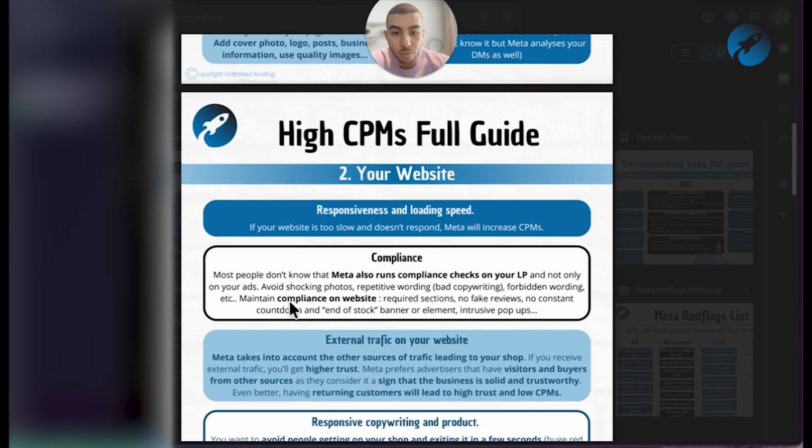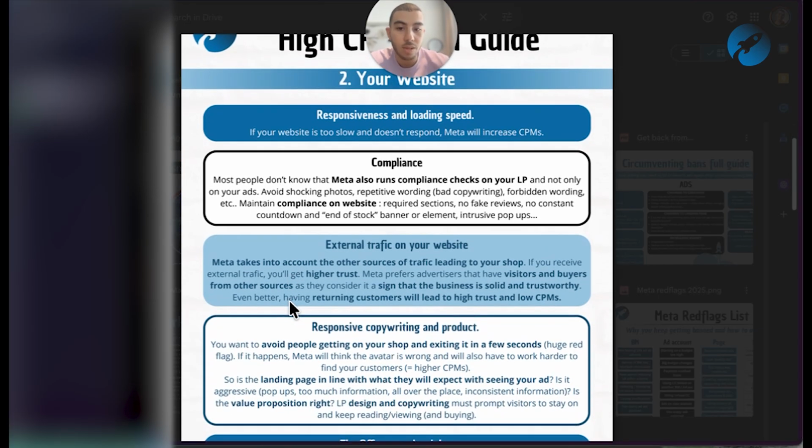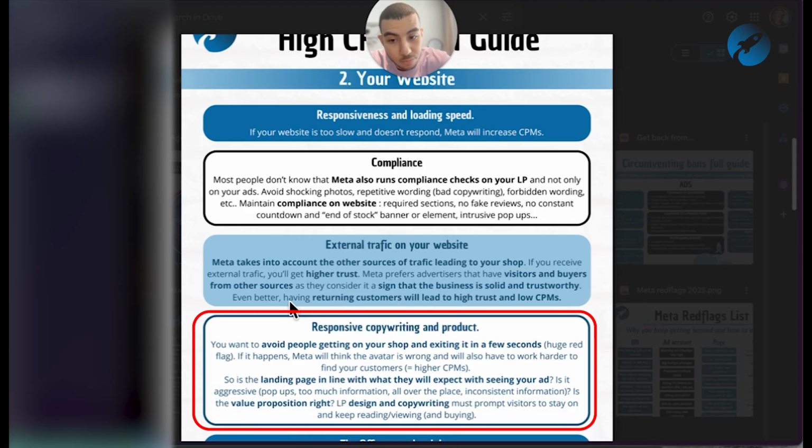That's very valuable for your CPMs if you want to reduce them. Responsive copywriting and product. So you want to avoid people getting on your shop and exiting in a few seconds. If people just come in and leave, it means there is a very high bounce rate. A lot of people are just bouncing, they come and leave right away. And Meta is like, why am I sending people to this website if it's bouncing right away?